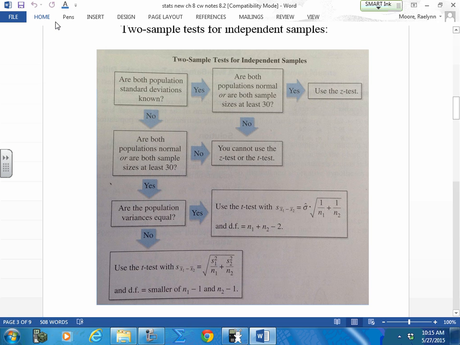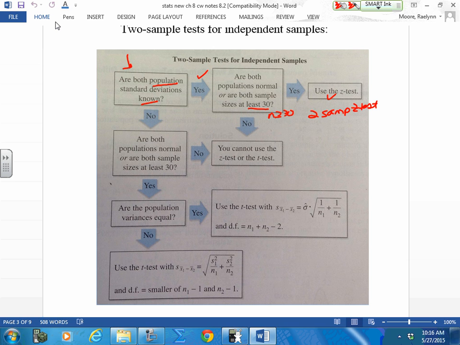The first thing you come to in your flowchart is right here. Are both your population standard deviations known? If they are, that's what we just did. Yes? And your population is normal, or you approximate a normal population, or n is greater than or equal to 30. Then we use your z-test, your 2 sample z-test.